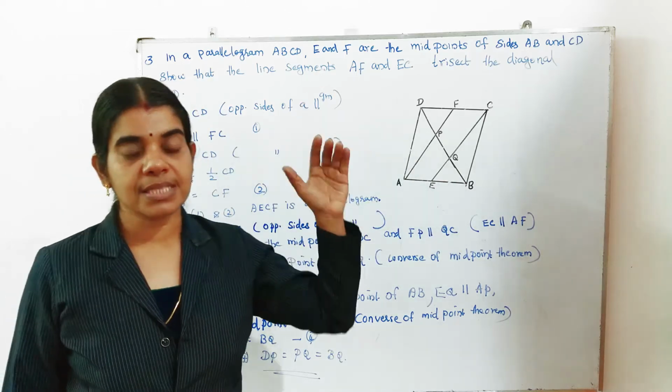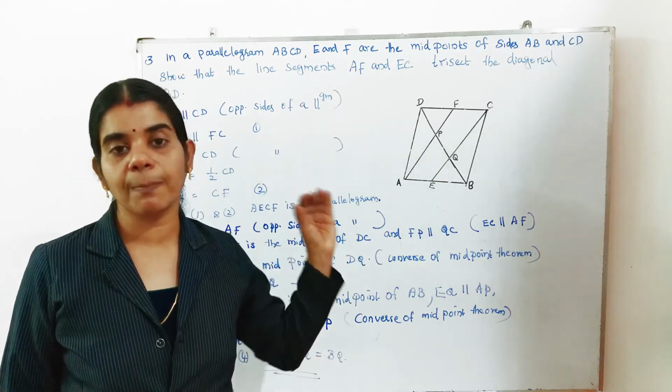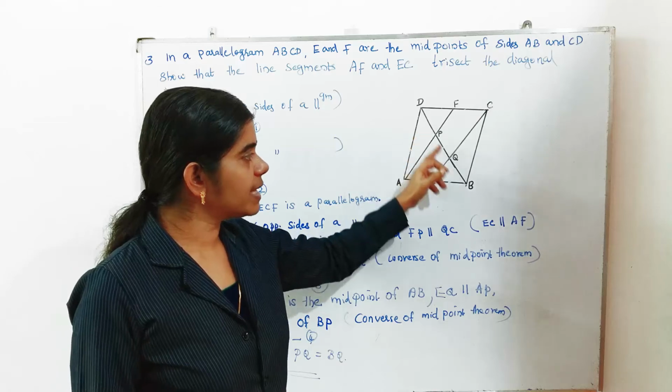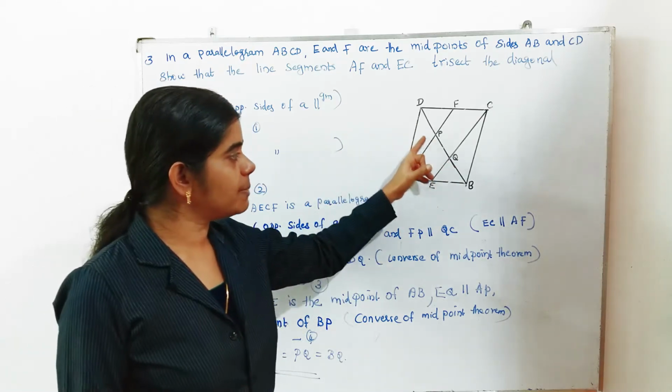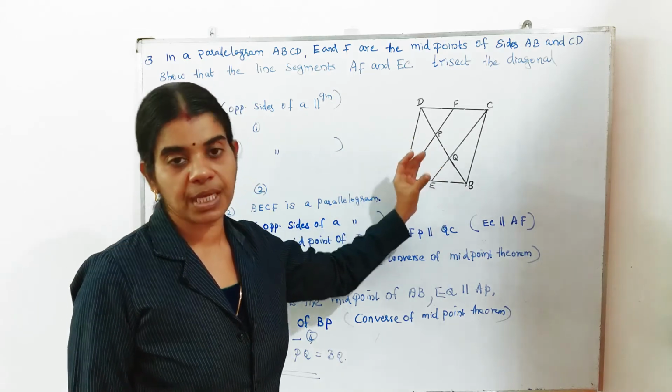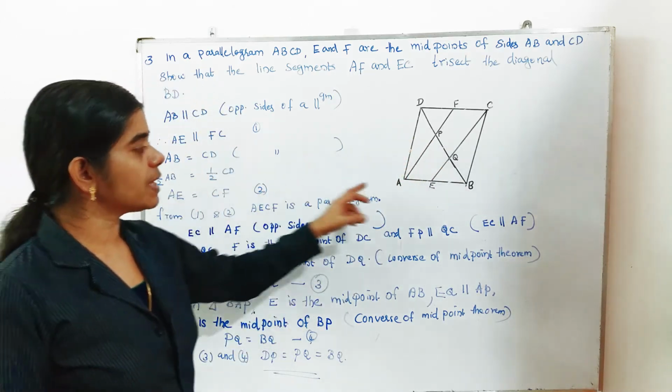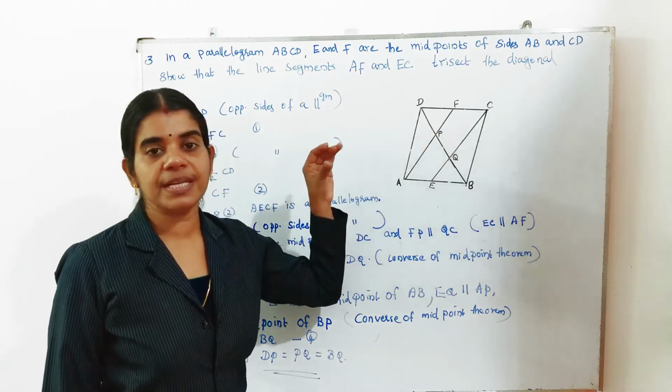What does trisect mean? Trisect means three equal parts. These lines divide that diagonal into three equal parts, or we need to show that DP is equal to PQ is equal to BQ. For this, first we are going to prove that AECF is a parallelogram.